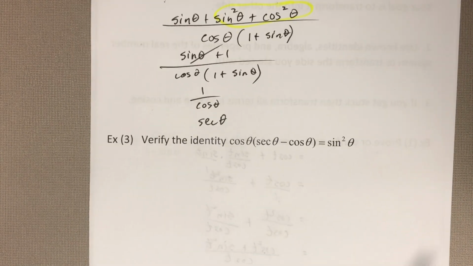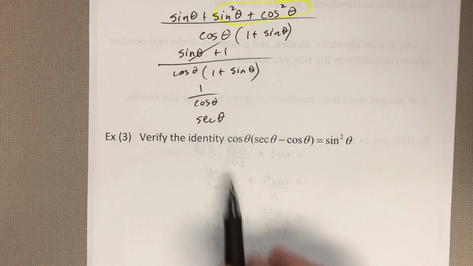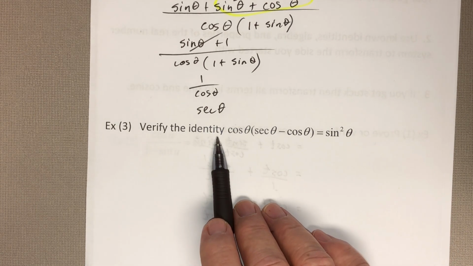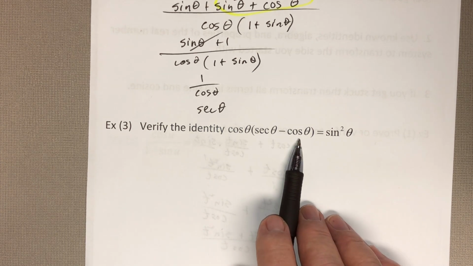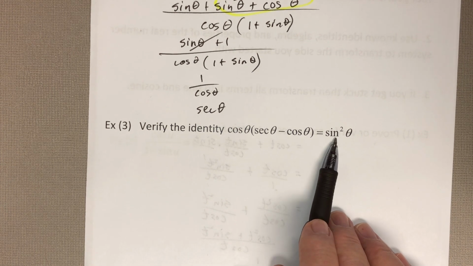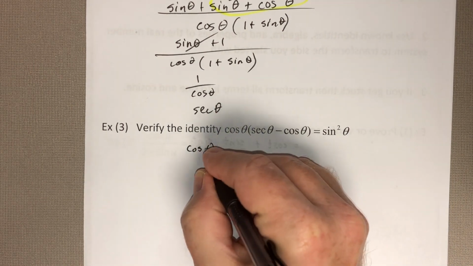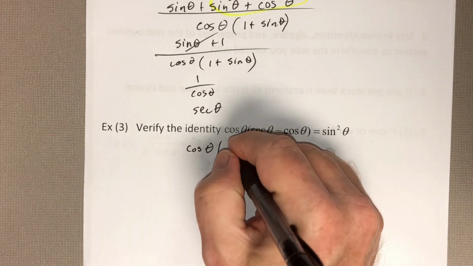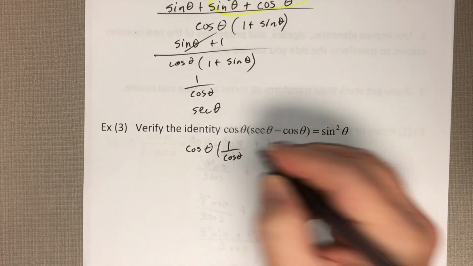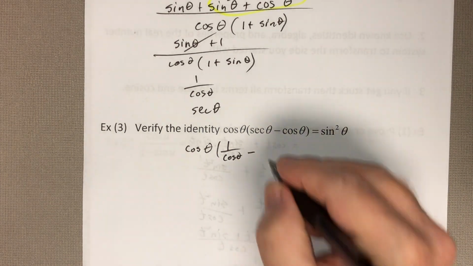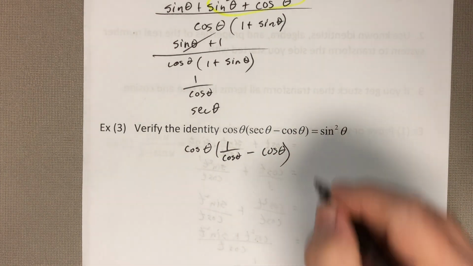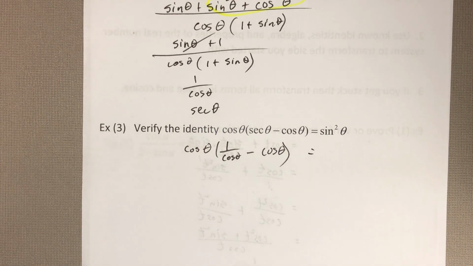Okay, let's move on. Example number 3 says, verify the identity: the cosine of theta times the secant of theta minus the cosine of theta is equal to the sine squared of theta. Well, I don't see immediately an identity that I could use, so I'm going to go ahead and write everything in terms of cosine and sine. Well, the cosine of theta is already in terms of one of those. The secant is 1 divided by the cosine of theta, minus the cosine of theta, equals, and then I'm going to distribute.